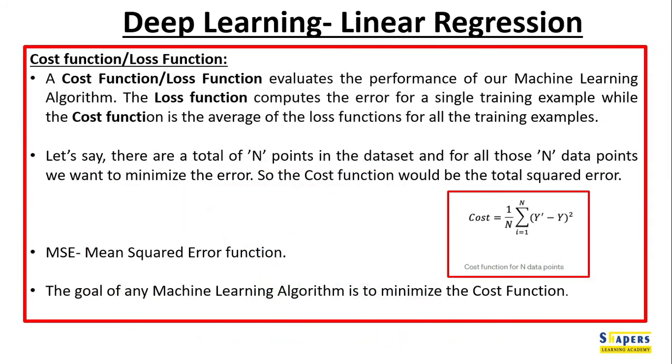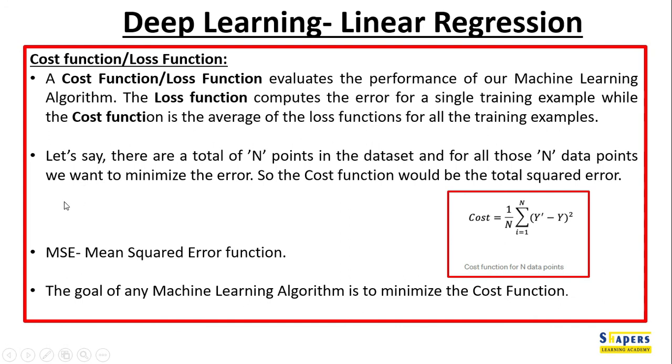Some more definitions: the loss function or the cost function. The cost function or the loss function is the same. A cost function or loss function evaluates the performance of a machine learning algorithm. The loss function computes the error for a single training example, while the cost function is the average of the loss functions of all the training examples, the summated average.